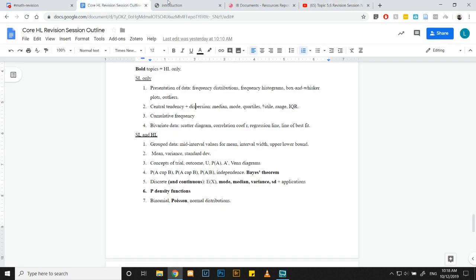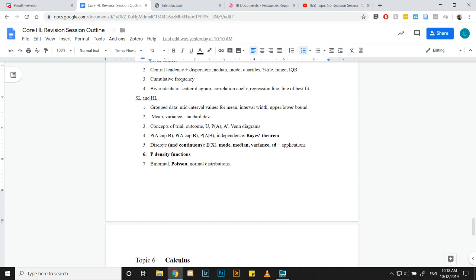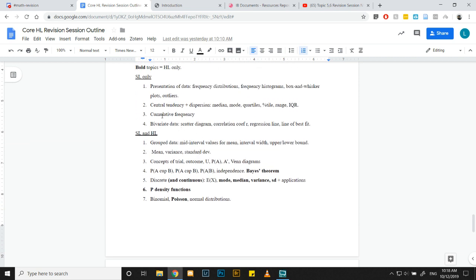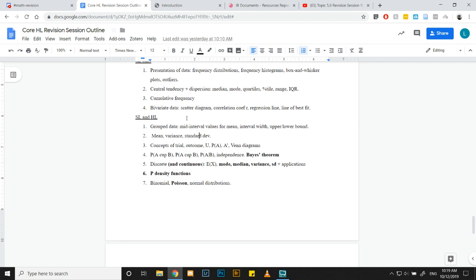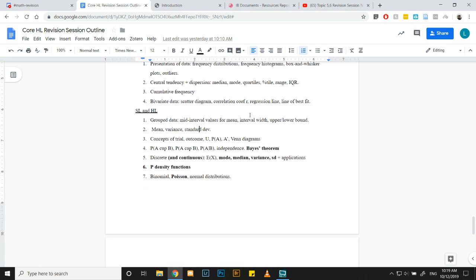So I'm going to go over this stuff quite a bit faster, so we can get through these things quicker and look at the harder stuff. So we have cumulative frequency. Again, you add up the frequency as you keep going. Cumulative frequency is always increasing, so it will never go down, because you keep adding more and more things to it. Then you have bivariate data, which is SL only as well. If you're in the statistics option, HL, you'll also be learning this stuff.